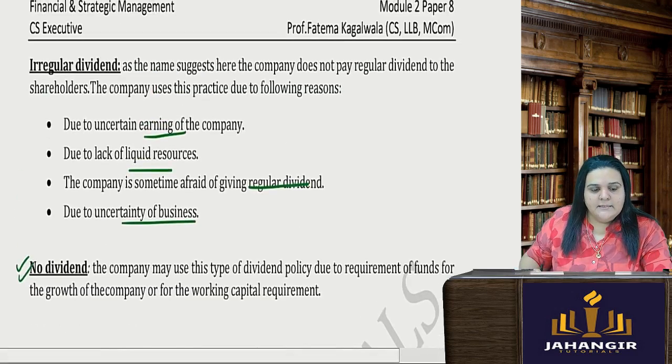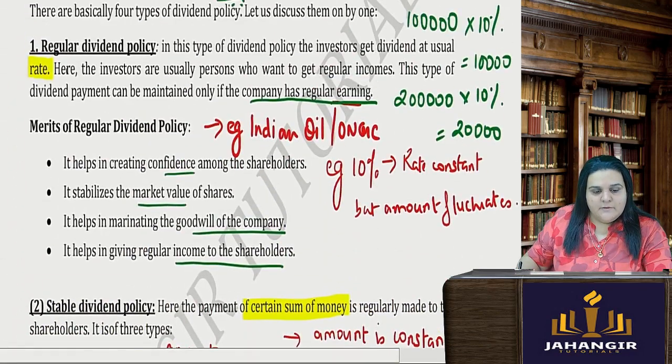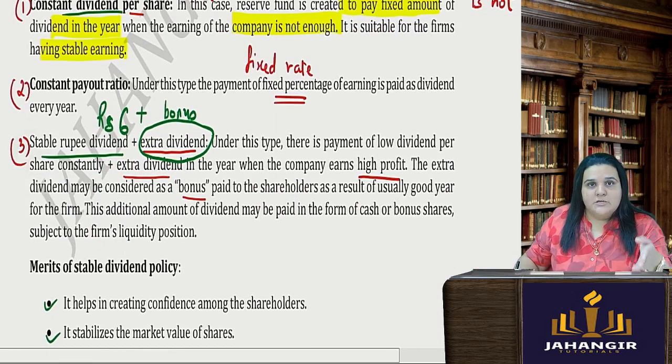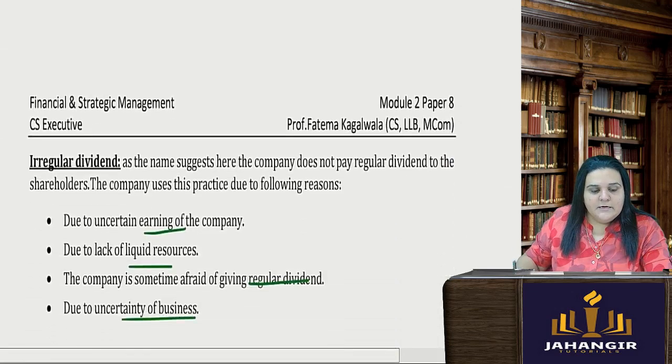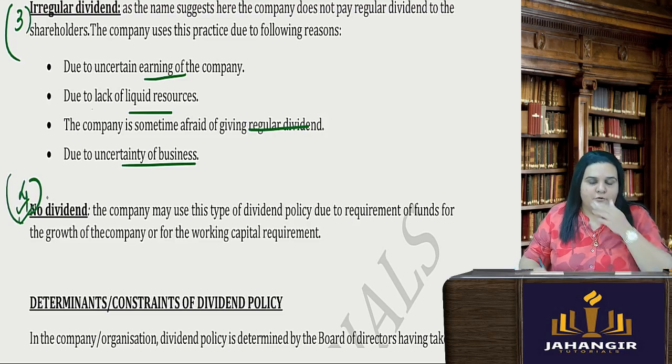So basically there are four. First, you have regular dividend policy. In the second, you have three parts: constant dividend per share, constant dividend payout ratio, and stable rupee dividend plus extra dividend. Then the third one is irregular dividend, and the fourth is no dividend. It can be any of the four policies.